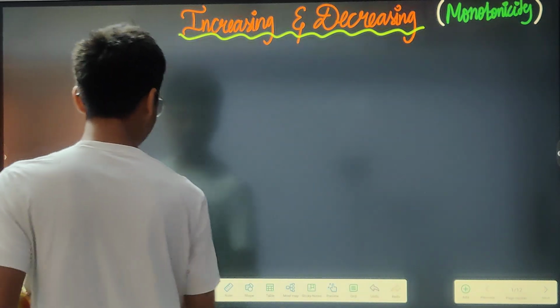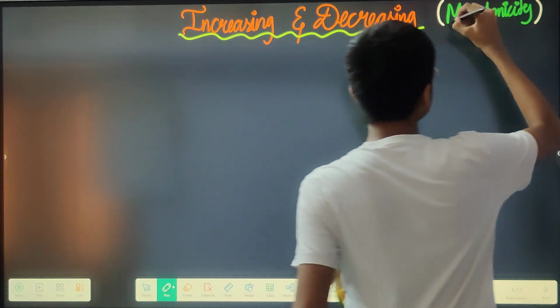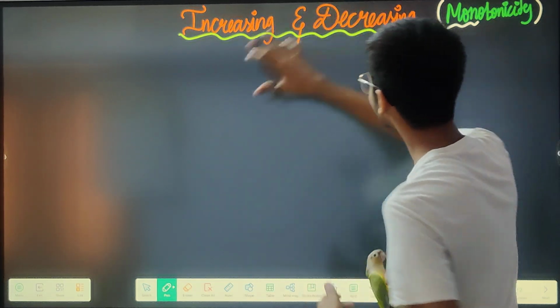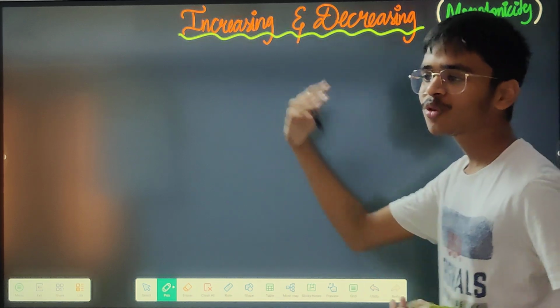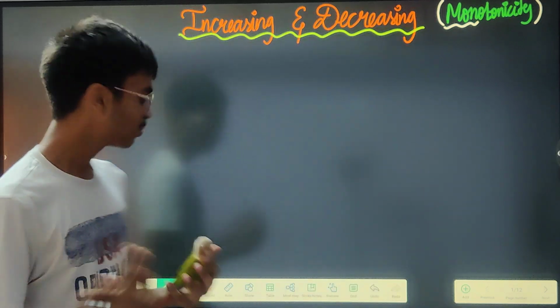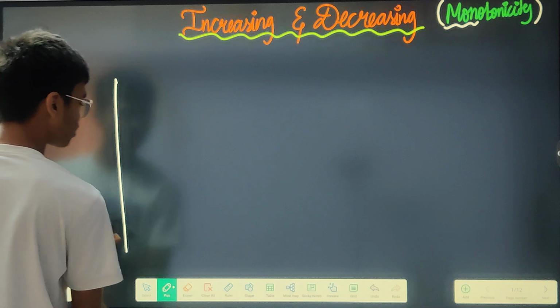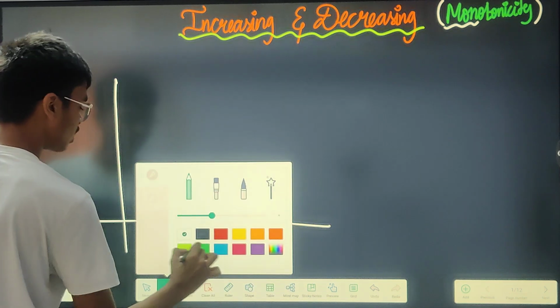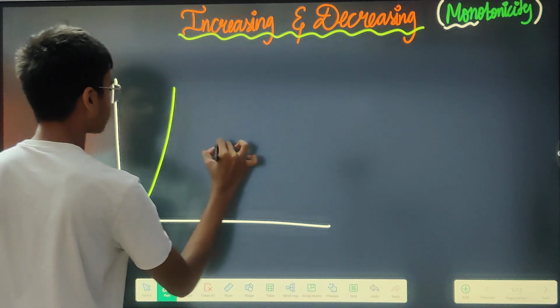First we will study this word. What does monotonicity mean? Mono actually relates to increasing or decreasing functions. A function can increase or it can decrease. For example, take a graph. This is a very rough graph. For example, this is your parabola, your x square.